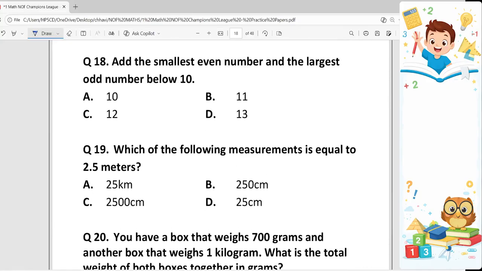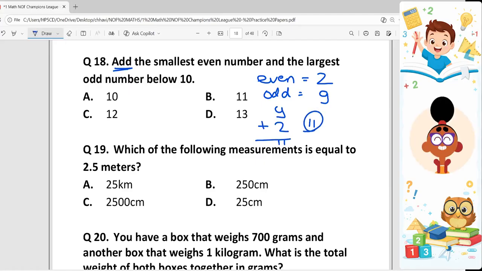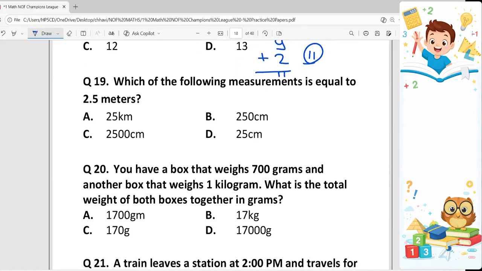Question number 18. Add the smallest even number and the largest odd number below 10. Now even number, smallest one. So the smallest even number is 2, and the odd number, largest one, below 10. Okay, so it's 9. So what we have to do is add both. So 9 plus 2 is 11, isn't it? So our answer 11 is option B. Therefore, this is the correct answer.